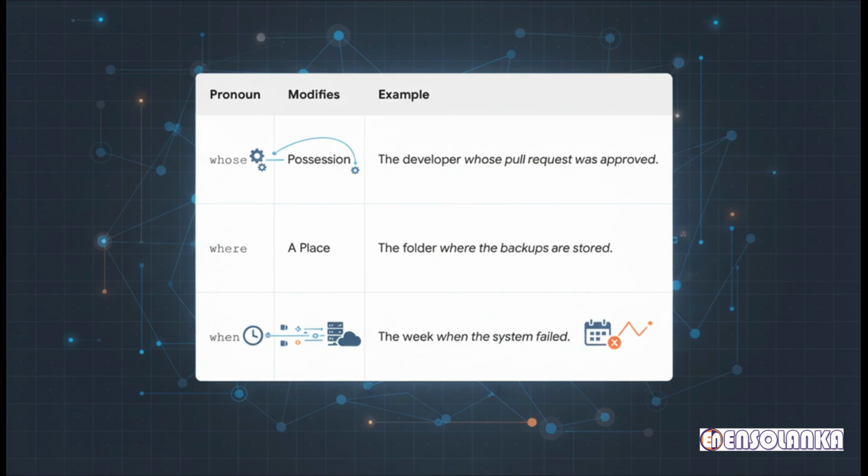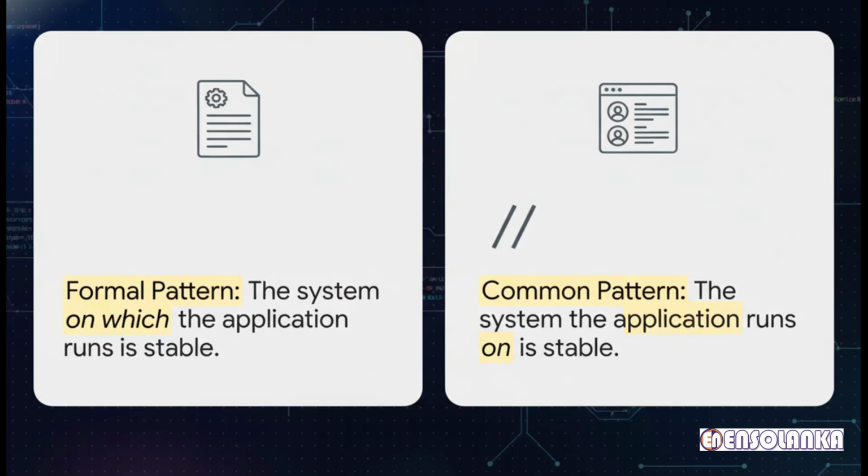Perfect. For a place, you guessed it, we use where. As in, the folder where the backups are stored. And for a time, we use when, like the week when the system failed. Each one has a very specific, very clear job. So, here's a tricky one. What do you do when there's a preposition involved, like on or in? Well, you've basically got two choices.